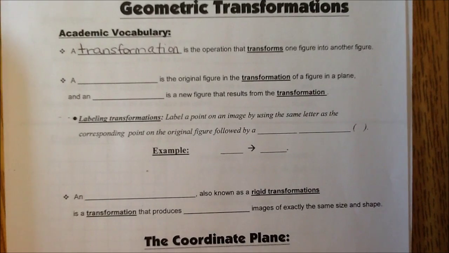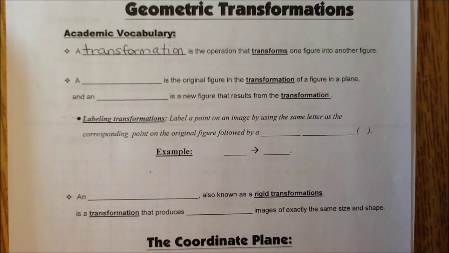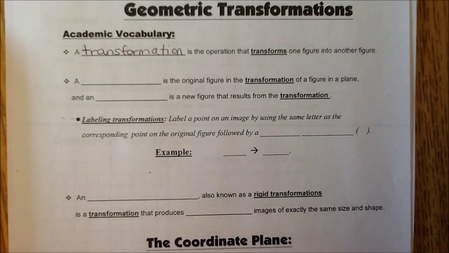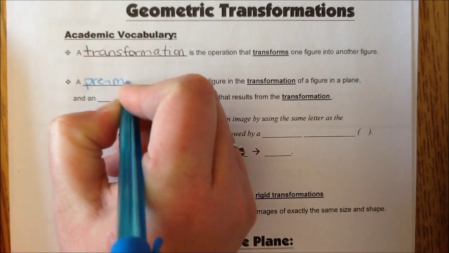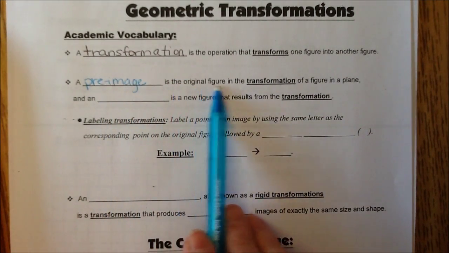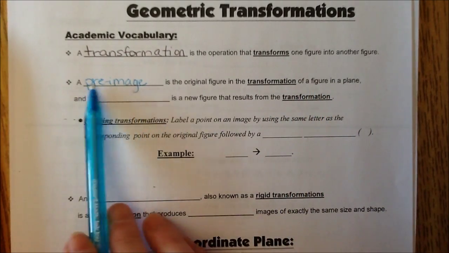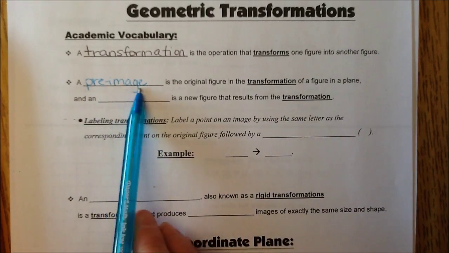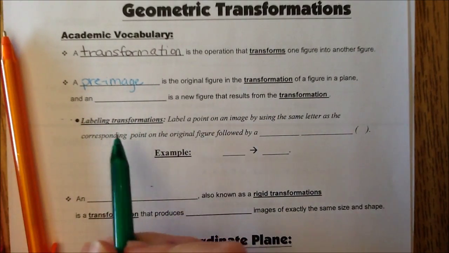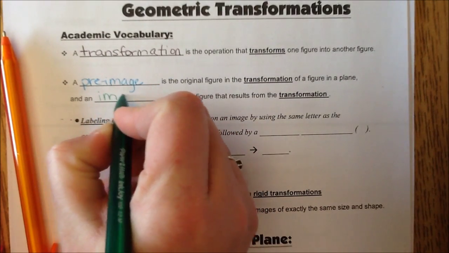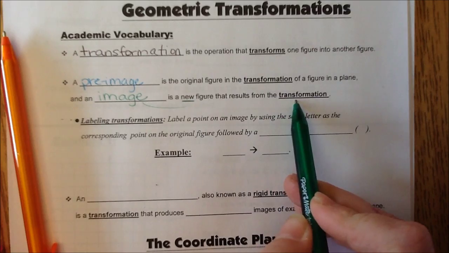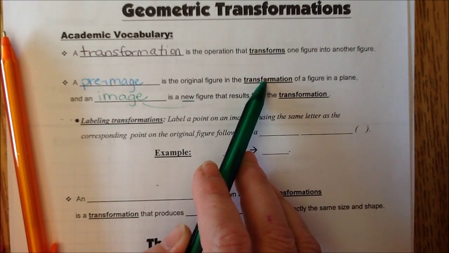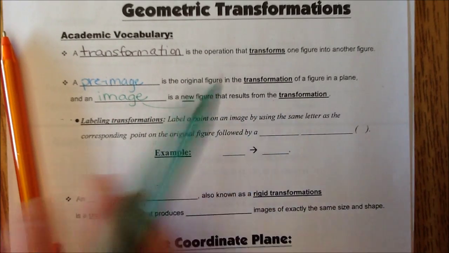When we're graphing rotations, reflections, and translations, we need some way of marking which is our first image and which is our second image, before the transformation and after. So we call the first one, in light blue, a pre-image. A pre-image is the original figure in the transformation of a figure on a plane. So this is the one we start with, before we do anything with it. And then in green, we have an image, and that's our new one that results from the transformation. So pre-image is before the transformation, image is after the transformation.